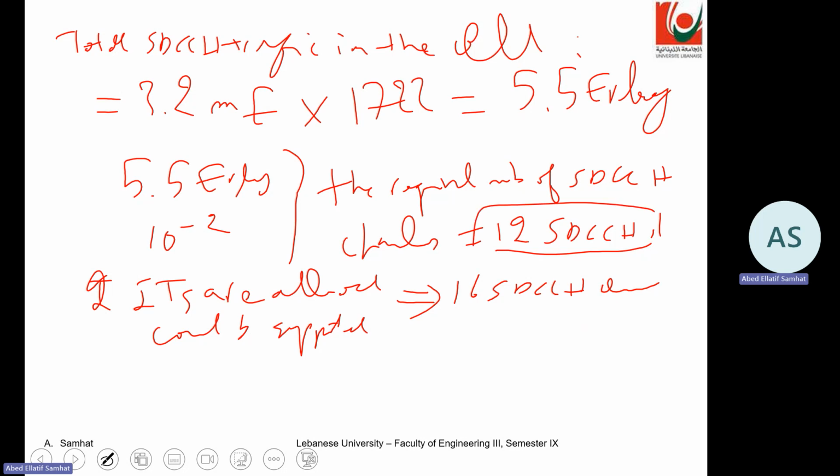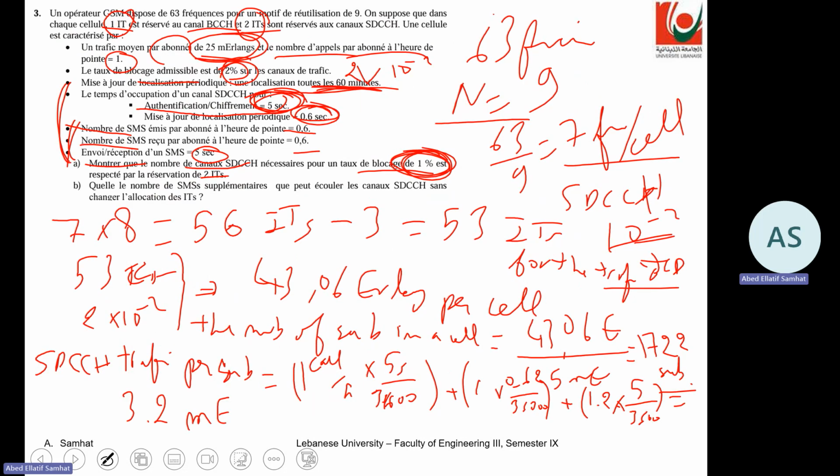We need 12. This means that the allocation or reservation of 2 time slots is enough and is satisfied. Okay, it could satisfy the requirement. So here, this is the answer of part A. In this case, this means that what we show is that the reservation is okay.